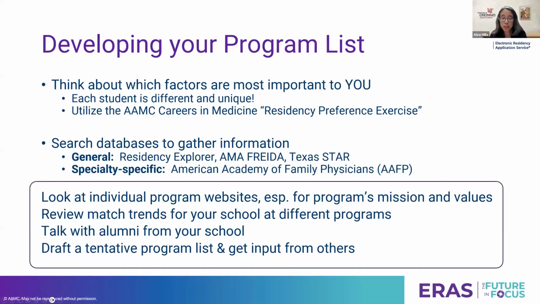After you've gathered this general information, you'll want to take a deeper dive. Look at individual program websites, especially for the program's mission and values. Then look at match trends for your school at different family medicine programs, and talk with any alumni from your school that might be at that program. And then draft a tentative program list and get input from others.